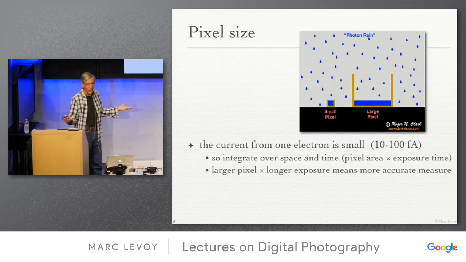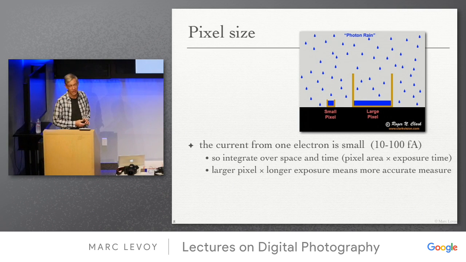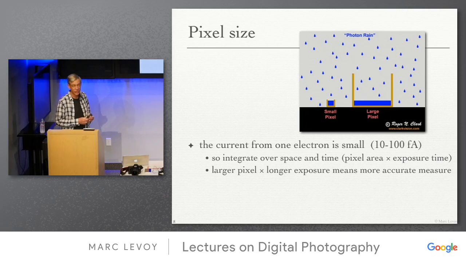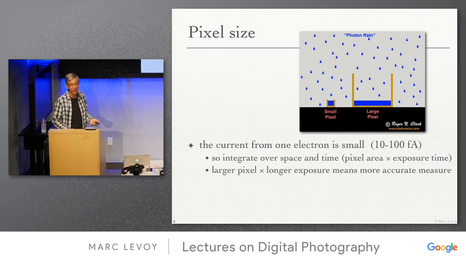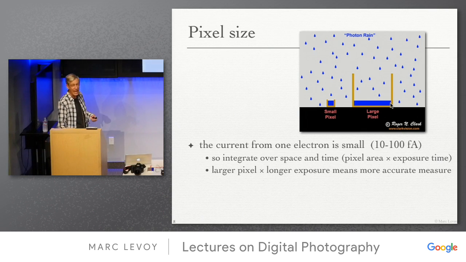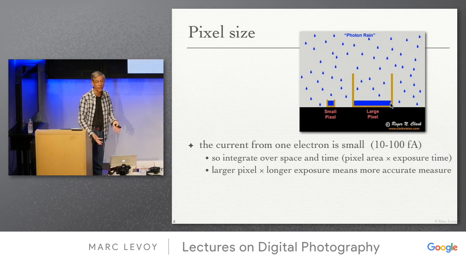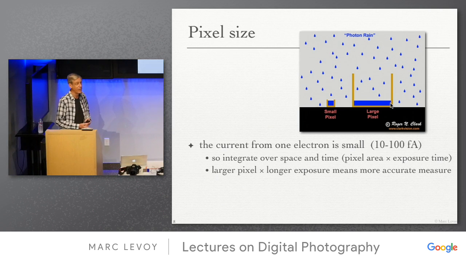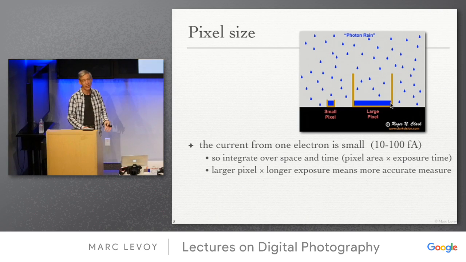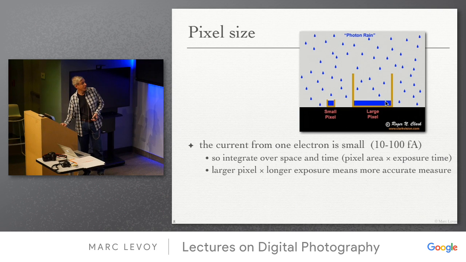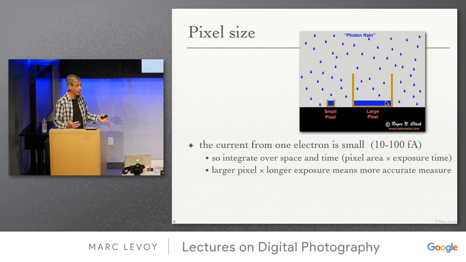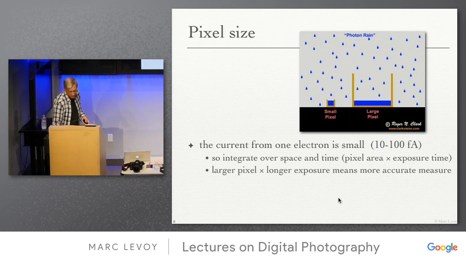So pixel size is important. An easy way to understand that is to think of a rain gauge. If I want to measure the amount of rain during a rainstorm, and we think of the photons arriving as raindrops, then I'd like this to be as wide as possible and to integrate over the entire rainstorm, so as long as possible. Both of those will decrease the variability in the number of raindrops that I measure. We'd also like this to be tall so that it doesn't overflow during the rainstorm. So all of those are important. The latter is important to dynamic range. We'll quantify that a bit later. So integrate over space and time.